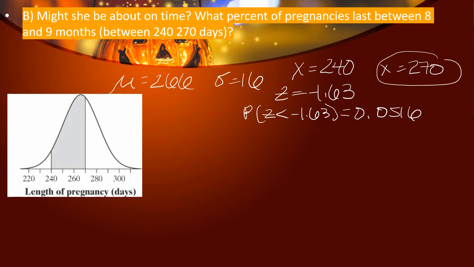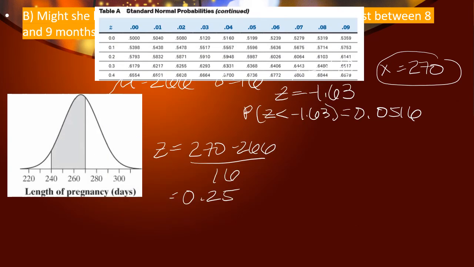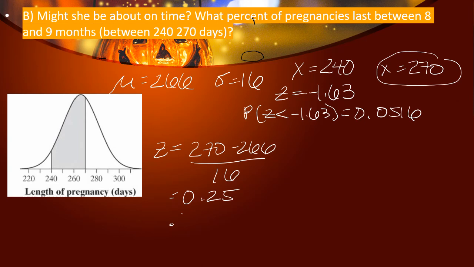We need to do 270. So we're going to do a z-score for 270. That's 270 minus 266 divided by 16, and that gives us a z-score of 0.25. So I'm going to look at my table and look at 0.25. Hey, right there, 0.5987. So that equals 0.5987. Now I'm not even close to done.